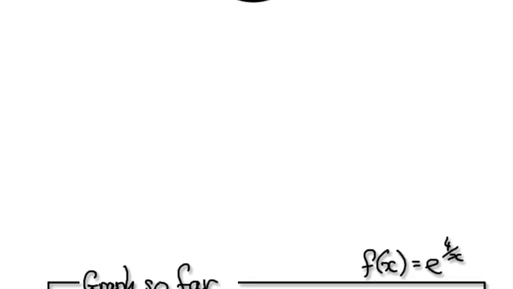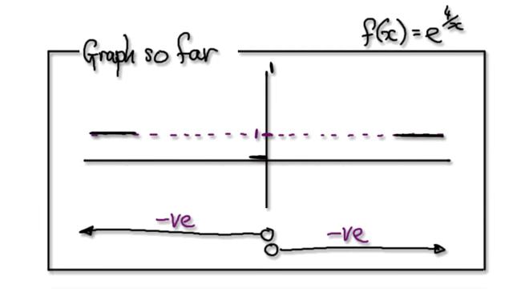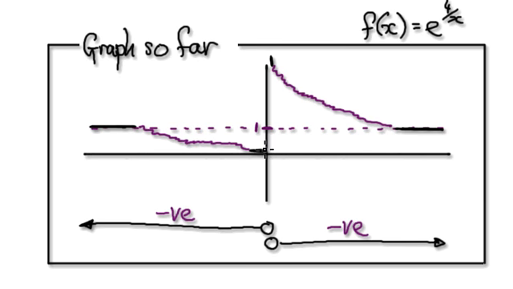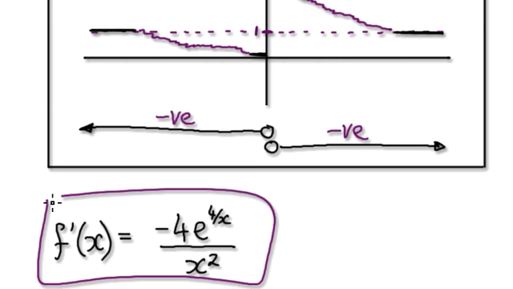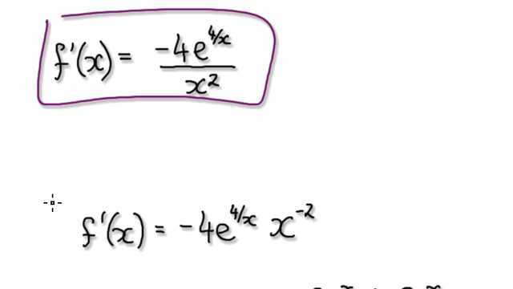So following on from the previous two videos, we got to this stage where we've established that the gradient is always negative. So it's always going downhill here. It's always going downhill, and this here is always going downhill. Okay, so now we need to detect if there are any points of inflection. So we need to find the second derivative. The first derivative being this. Now we need to consider the second derivative.